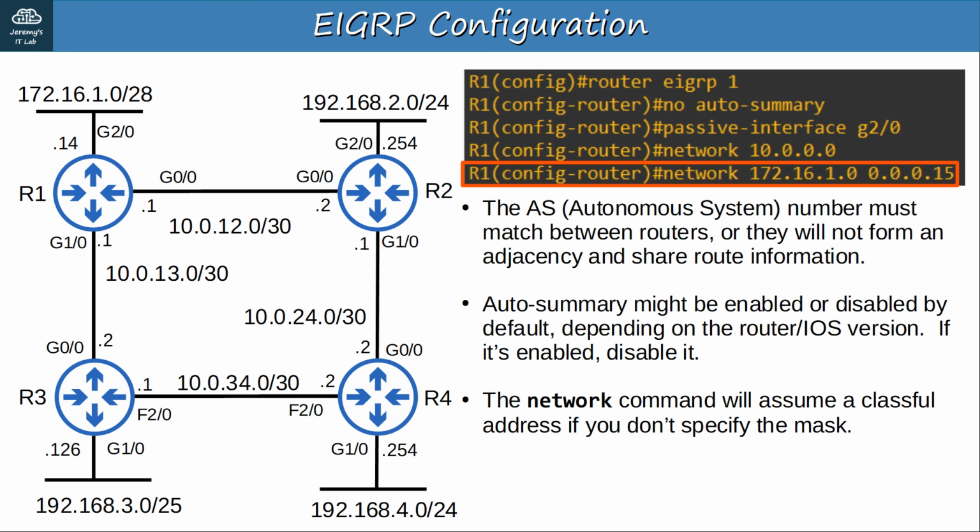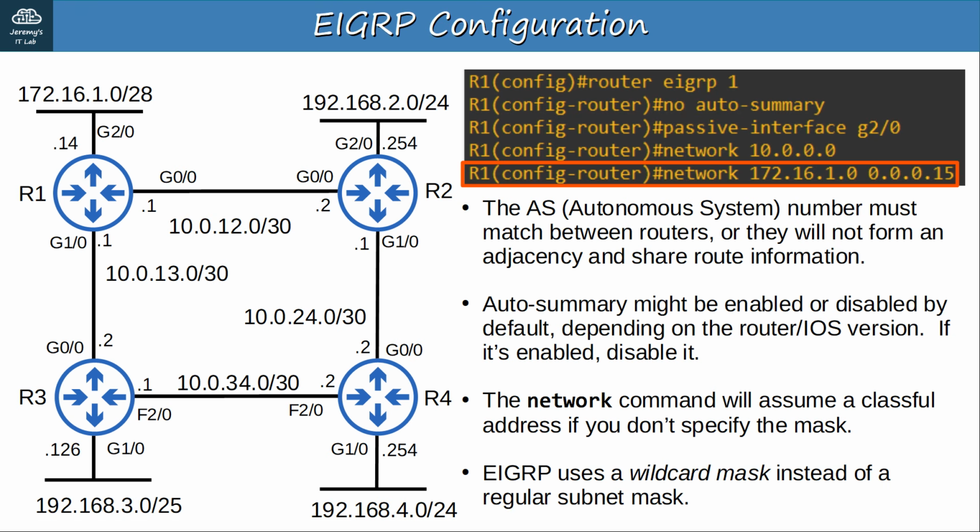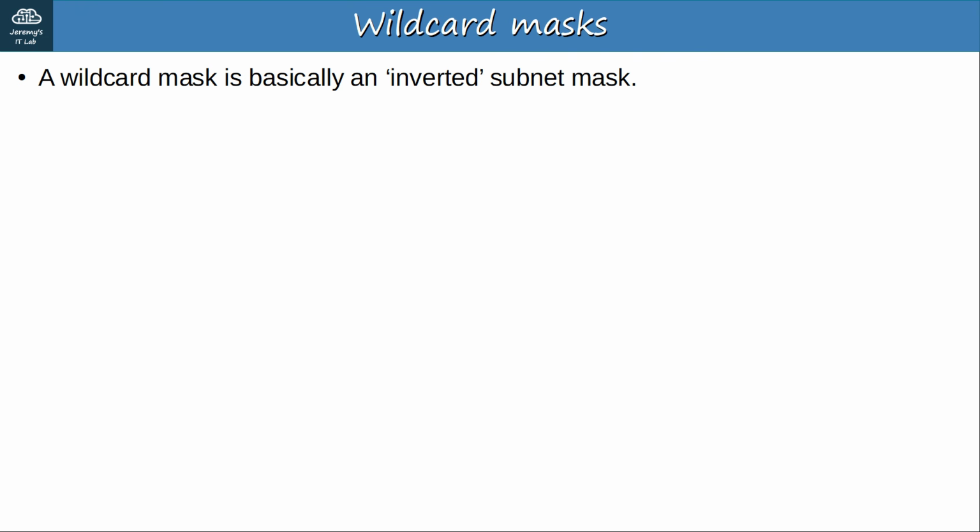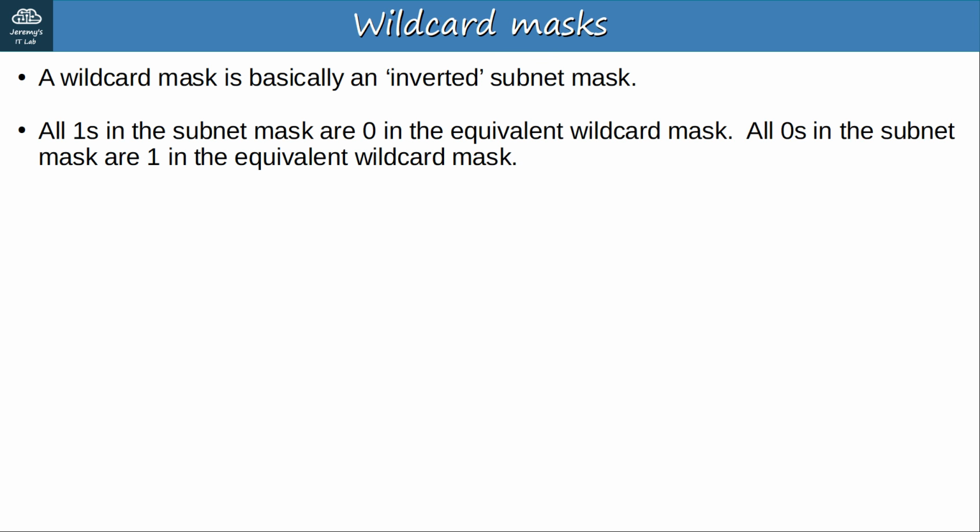If this is your first time learning this, you're probably a little confused right now. What's 0.0.0.15? Isn't the subnet mask for a /28 prefix 255.255.255.240? Well, yes it is. But EIGRP uses a wildcard mask instead of a regular subnet mask. Let me explain what exactly that means. A wildcard mask is basically an inverted subnet mask. All ones in the subnet mask are 0 in the equivalent wildcard mask, and all zeros in the subnet mask are 1 in the equivalent wildcard mask.